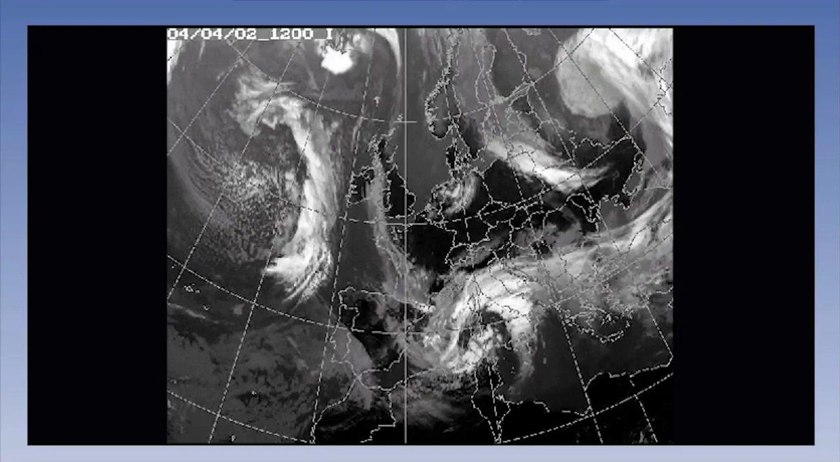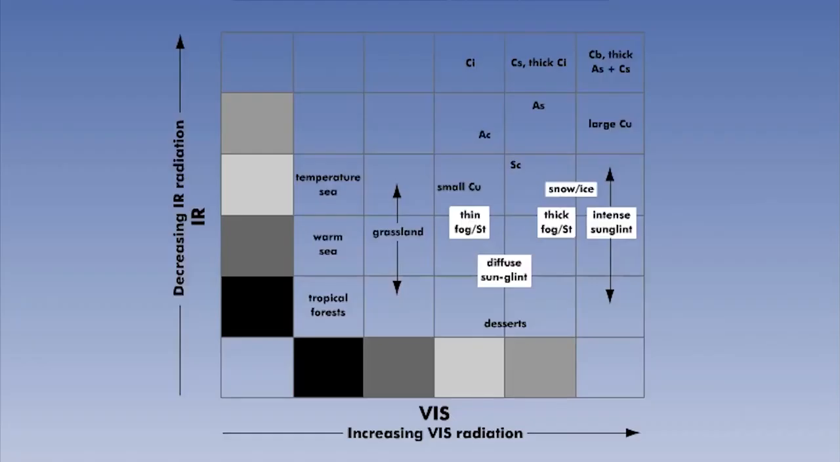Basically, in infrared imagery, the highest radiance comes from the warmest surfaces and will appear black, whereas the lowest radiance comes from the coldest surfaces and will appear white. Intermediate radiances will appear on a grey scale between the two. This table gives an indication of how to interpret visible and infrared satellite images.